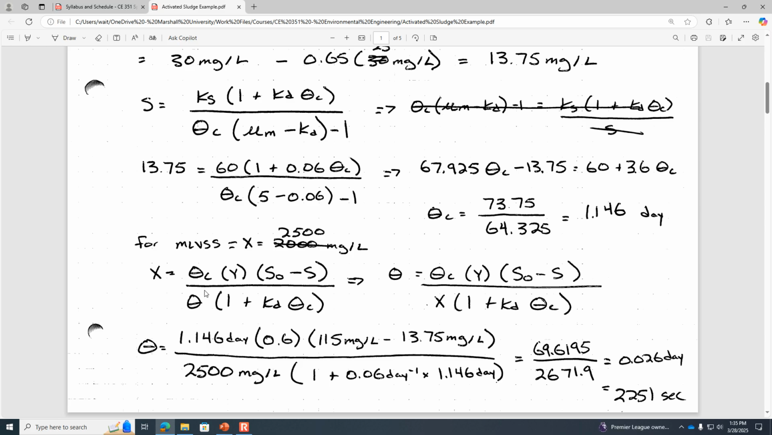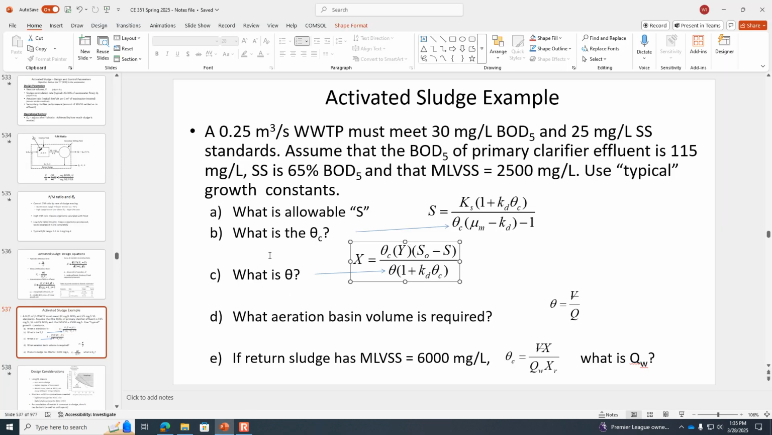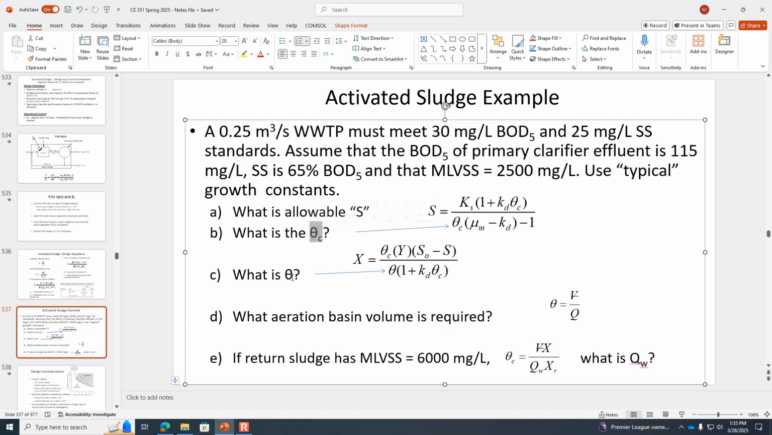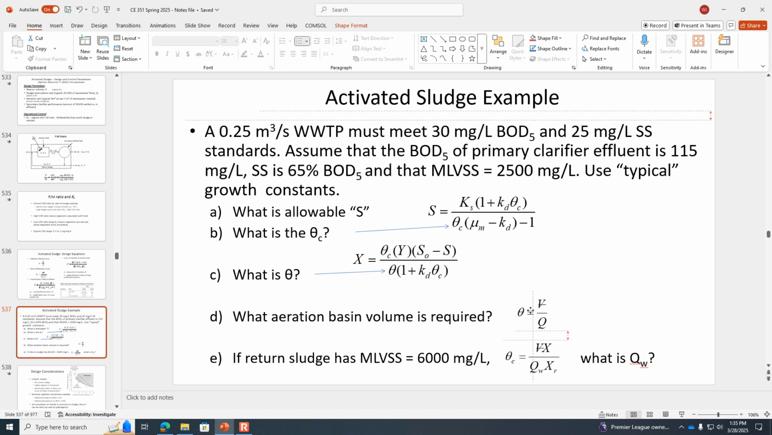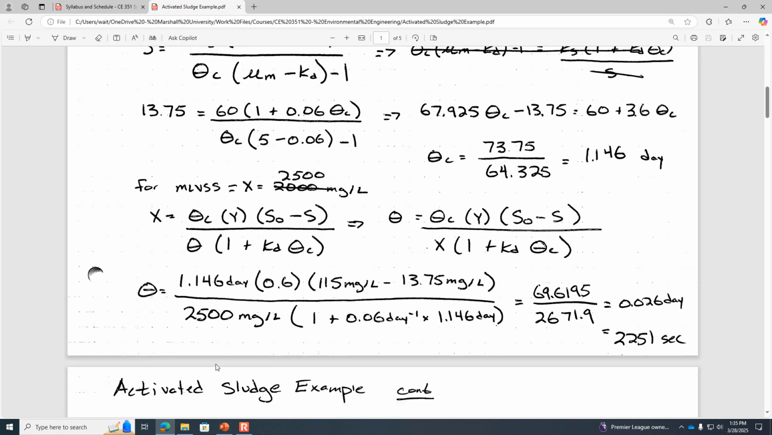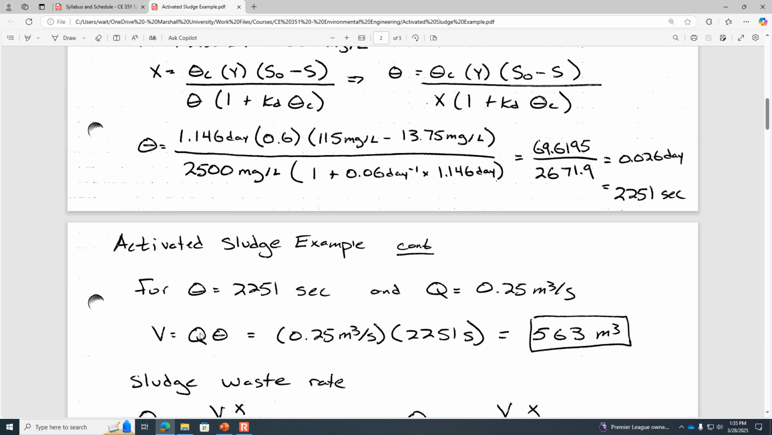And then if we know the flow rate that's coming into the treatment plant, we can then determine the volume of the aeration basin, because it's going to be the flow rate times the detention time. So that's the next thing that it asks. We already figured out how long the cells will spend in the tank. We already figured out how long the water should spend in the tank. So how large should the tank be using this formula? The size of the aeration basin we can determine just by multiplying it by the volumetric flow rate, 0.25 cubic meters per second. So the aeration basin should be 563 cubic meters.